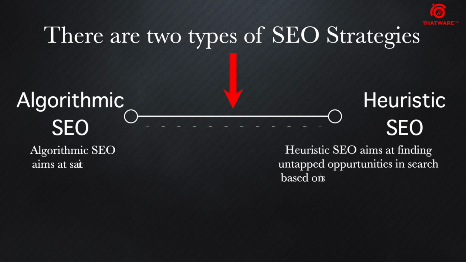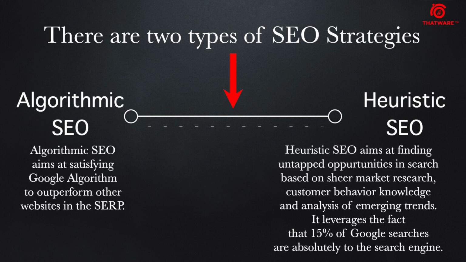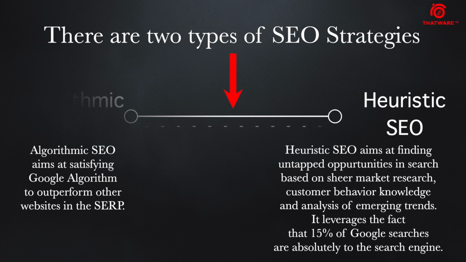The first one is algorithmic SEO. Basically, algorithmic SEO aims at satisfying the Google algorithm to outperform other websites in the search engine results pages. However, heuristic SEO aims at finding untapped opportunities by doing sheer market research, understanding customer behavior, and also analyzing the changing or emerging trends. In fact, 15% of Google searches are absolutely new to the search engine, so it can really understand and recognize the changing pattern and come to a conclusion on the user orientation.